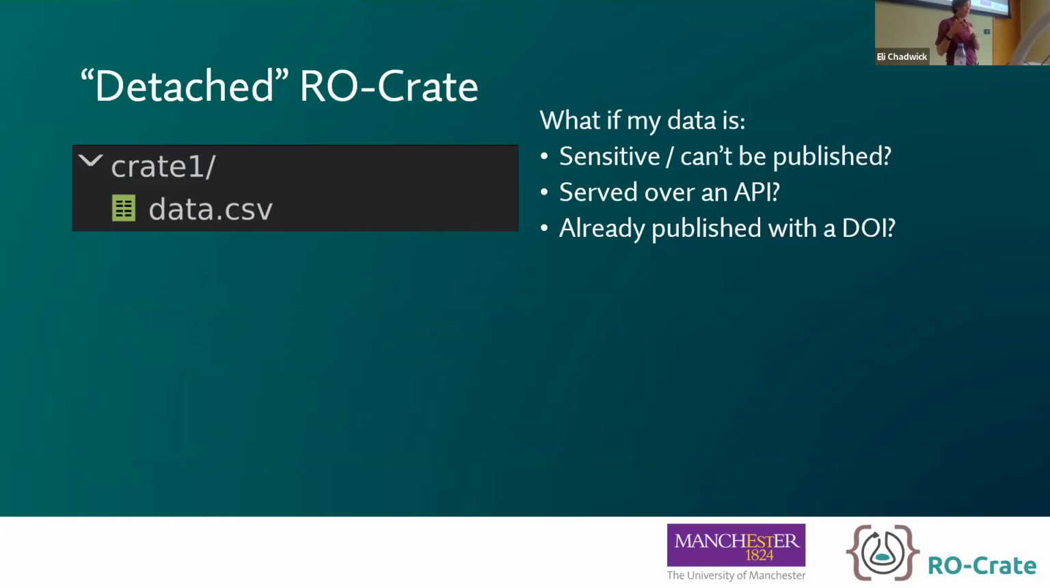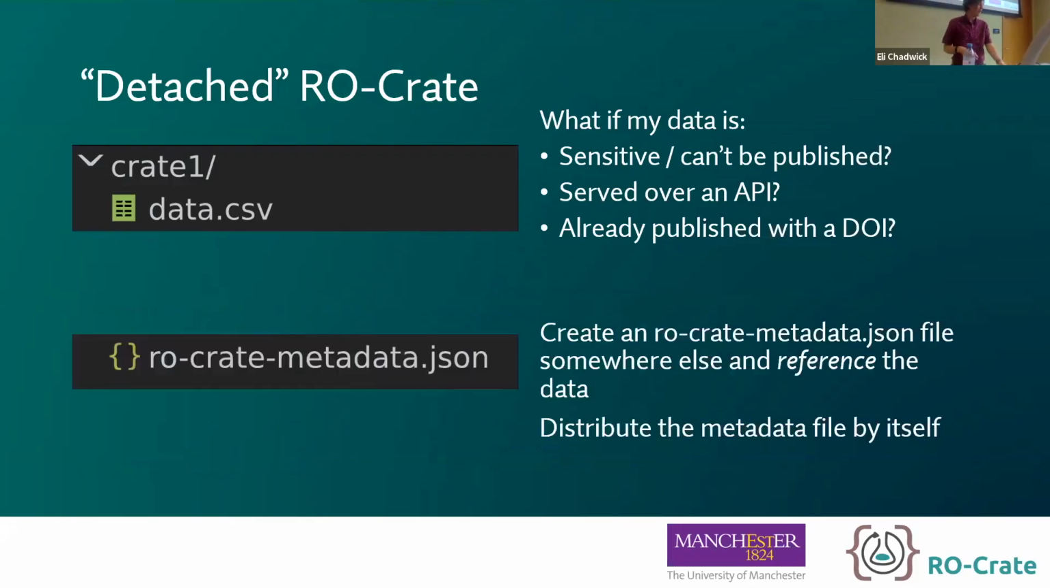And you might think, well, what if my data is sensitive and can't be published anywhere? It might already be served over an API as individual files, and you can't publish it in this kind of folder format. Maybe it's already been published and it's already got a DOI, but you still want to provide some extra metadata about it. You can do that with what we call a detached RO-Crate, because it's detached from that folder structure. You can still create a metadata file somewhere else and reference the data through its identifiers. So you can distribute a metadata file that all it does is reference other datasets and collect them together, saying these are things that go together and have some relevance to each other.